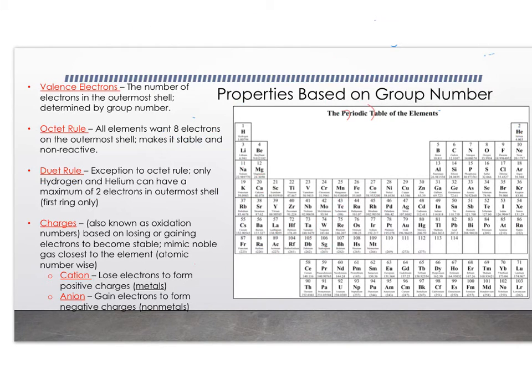Okay, and then going to your charges here, we need to know the charges of the group A representative elements as well. So not only should we know the valence electron number based on the group number, we can determine what their charge is based on becoming unreactive or getting close to the noble gases or having 8 valence electrons around their shell. So charges are also known as oxidation numbers, and it's based on losing or gaining electrons to become stable. So they want to mimic the closest noble gas atomic number-wise, not location-wise, but atomic number-wise.